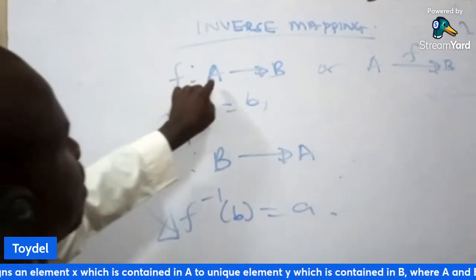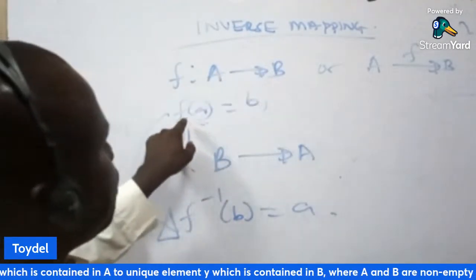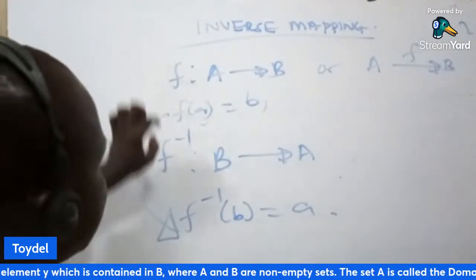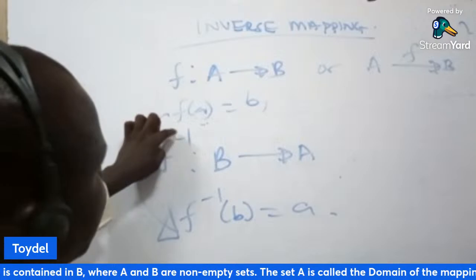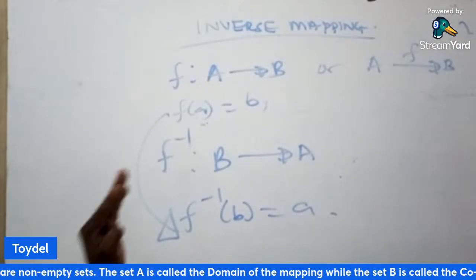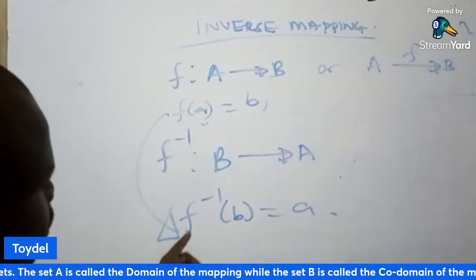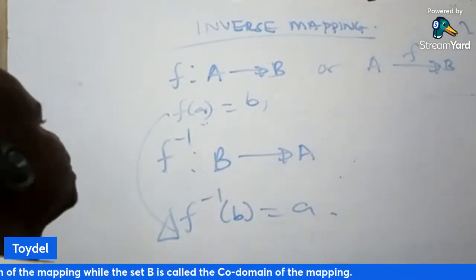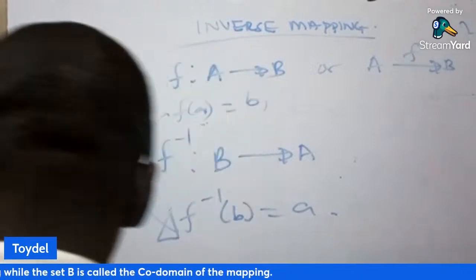F is a mapping taking elements from A to B. Then we write F of A is equal to B. So if you now want to find the inverse of that mapping, F inverse, that means that the reverse will be the case. It's going to take elements from B back to A. Then if we take F inverse of B, we must get A. And that is the condition.